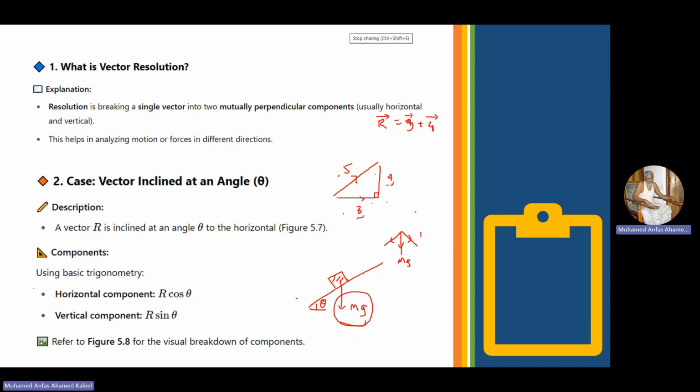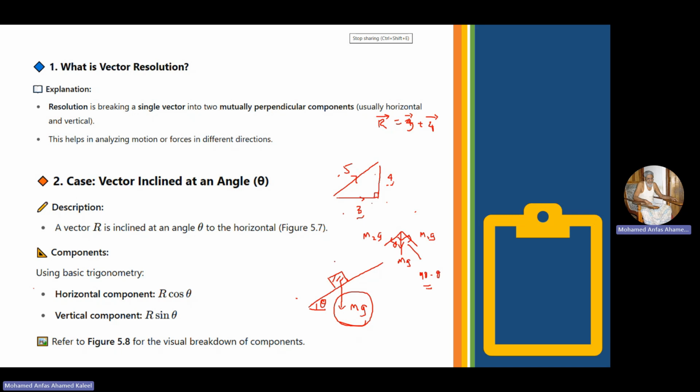Let's say this is m1g. This is m2g. But these two broken components should be perpendicular to each other. So one component we have to take perpendicular to the surface, and the other one parallel to the surface. So if this is theta, this is 90 minus theta. This is theta, means this is 90 minus theta.